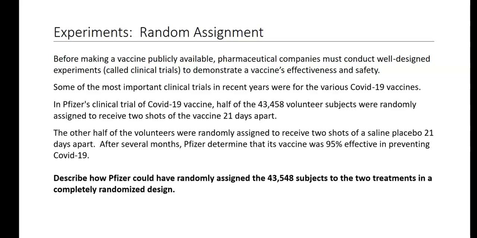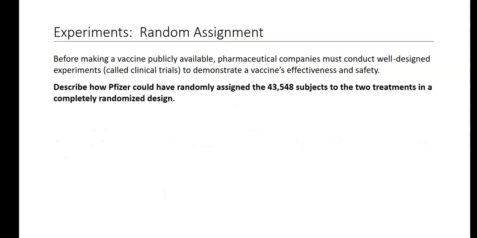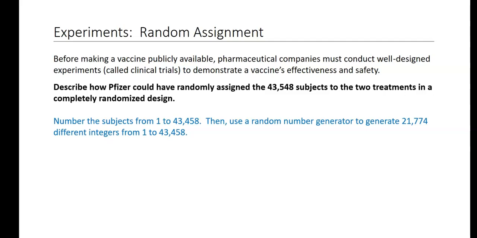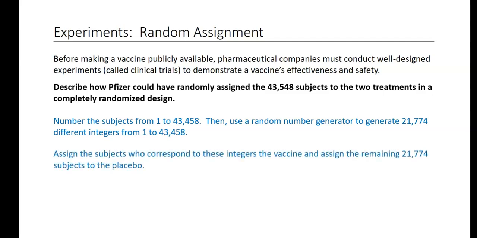Describe how Pfizer could have randomly assigned these subjects in a completely randomized design. So number the subjects from 1 to 43,000. Use a random number generator to generate 21,774 integers. Again, identify the subjects who correspond to those integers, and the remaining folks will be the placebo group.